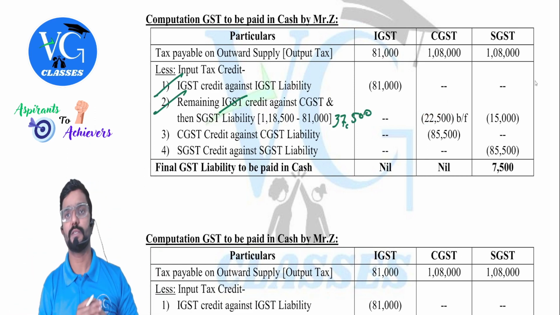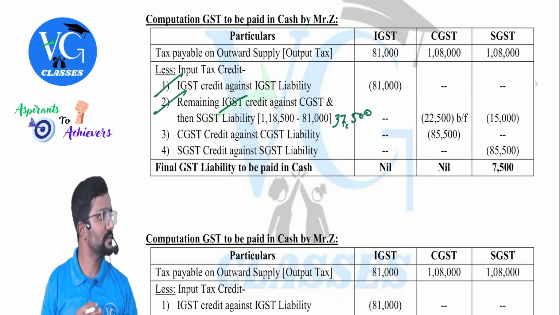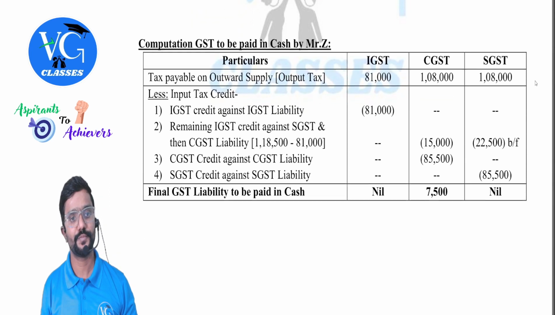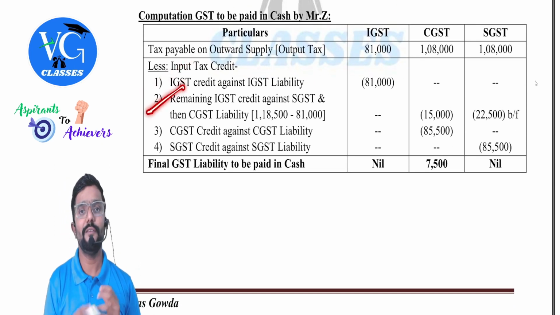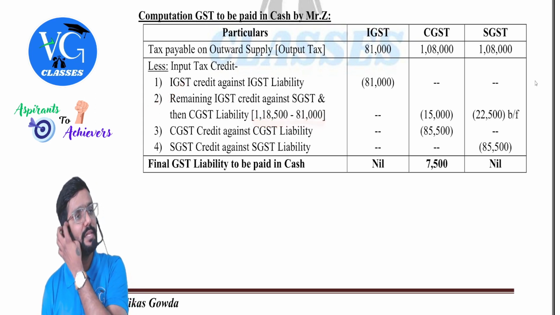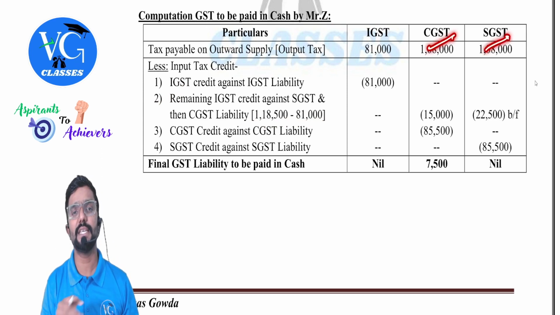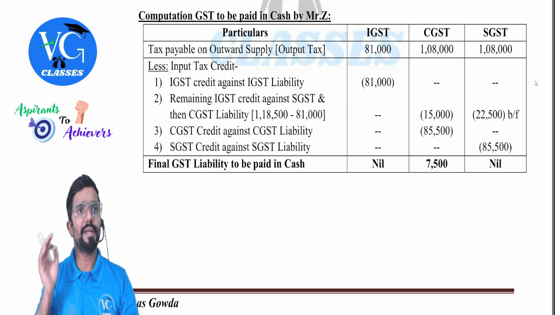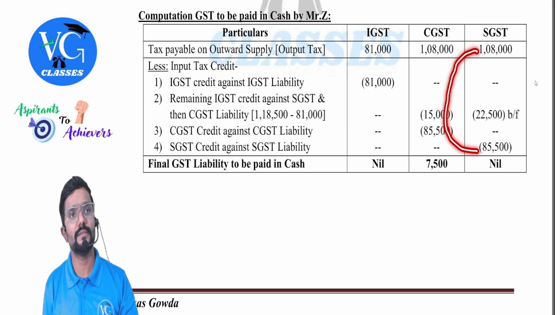Now let me go with reverse. Sir, what you did here, can I do it for SGST? Yes. That is the last option. First step would be the same. In the second step, I will find out the remaining IGST credit. What is the remaining IGST credit? 37,500. I can adjust it against CGST, SGST in any order, in any proportion. So first I adjusted SGST output tax with input tax. The balancing figure is 22,500.